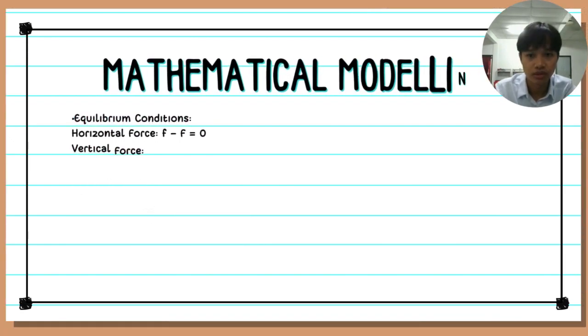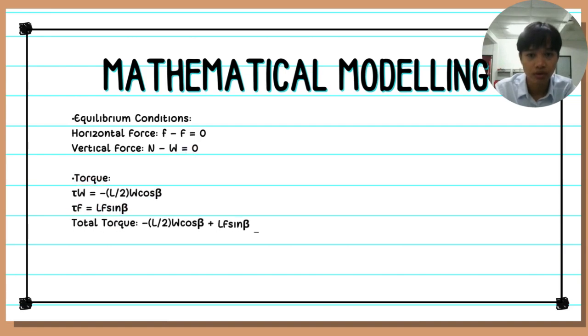For the equilibrium condition, the horizontal force, friction force minus force F, equals 0, and the vertical force, normal force minus weight, equals 0. For torque, tau of the weight equals negative L over 2 times weight times cos beta, and tau of the force equals L F sin beta. The total torque equals negative L over 2 times weight times cos beta plus L F sin beta, equal to 0.